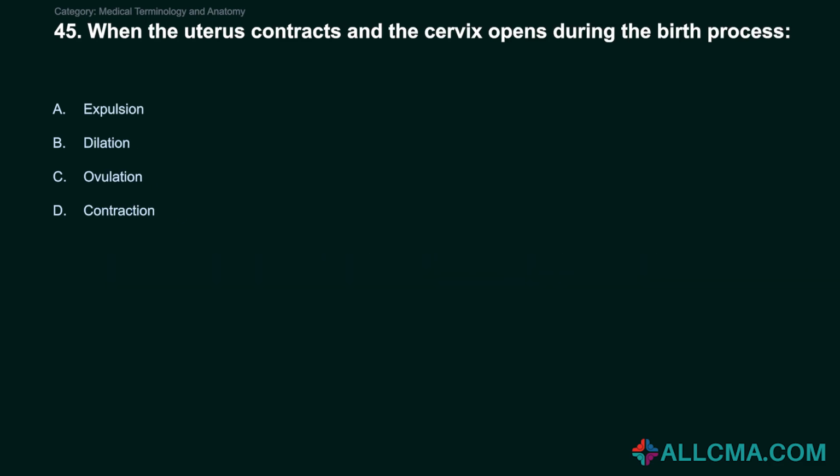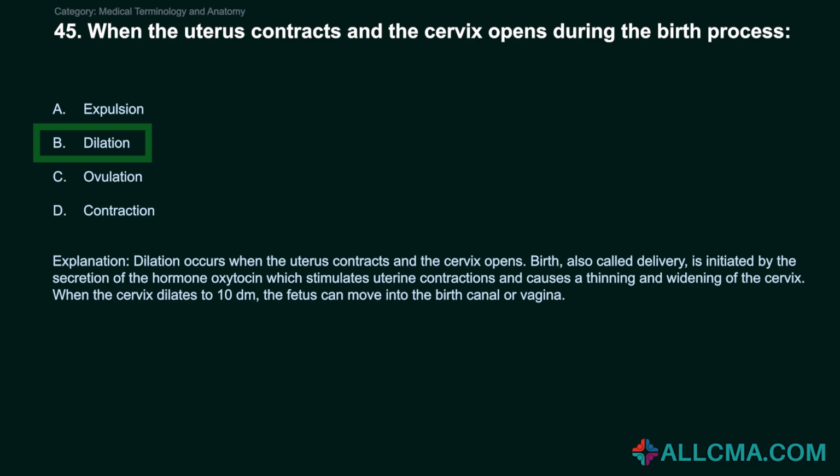45. When the uterus contracts and the cervix opens during the birth process, A. Expulsion. B. Dilation. C. Ovulation. D. Contraction. Correct answer, B. Dilation. Dilation occurs when the uterus contracts and the cervix opens. Birth, also called delivery, is initiated by the secretion of the hormone oxytocin, which stimulates uterine contractions and causes a thinning and widening of the cervix. When the cervix dilates to 10 decimeters, the fetus can move into the birth canal or vagina.